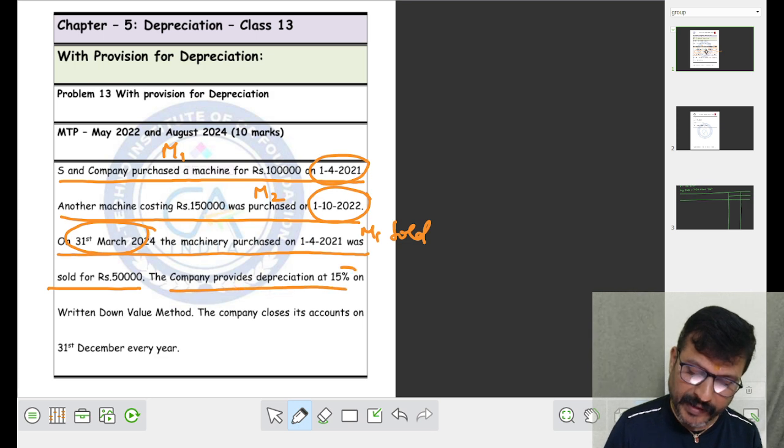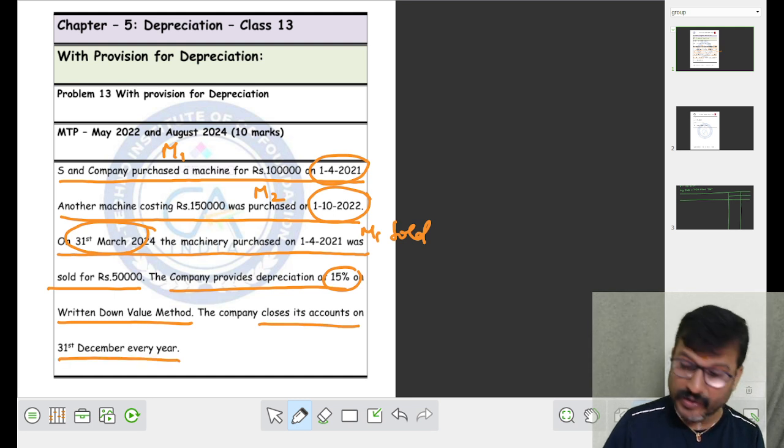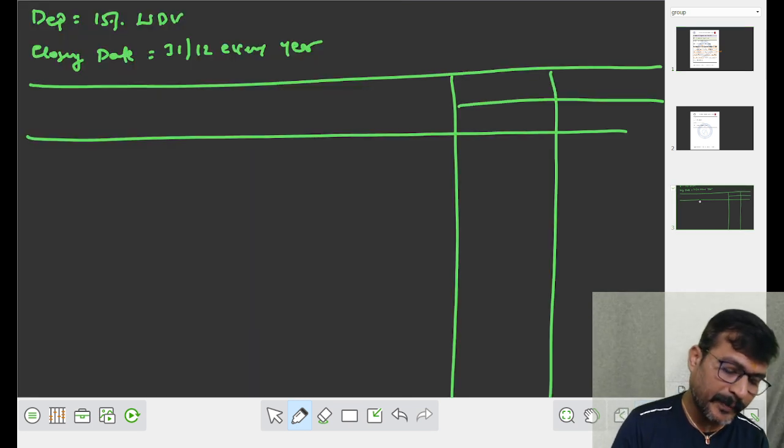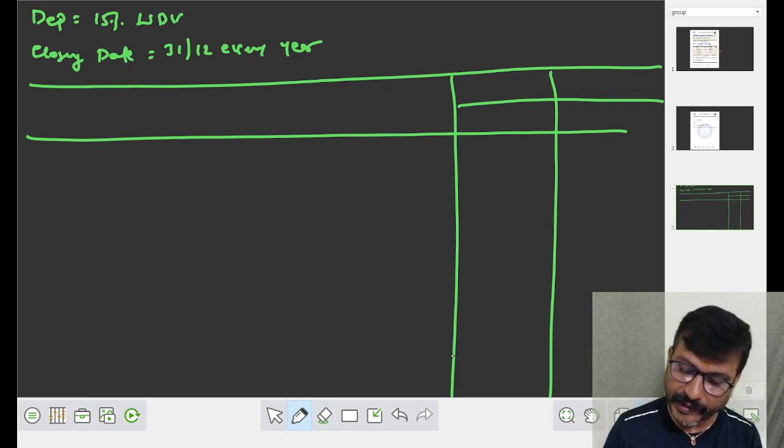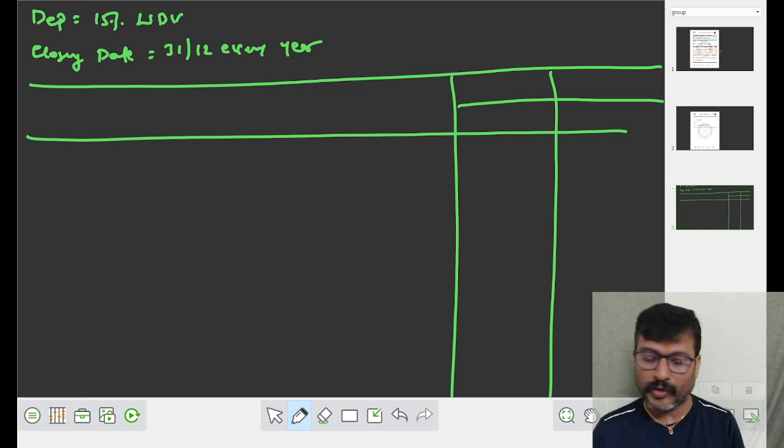Company provides depreciation at 15% on the written down value method, and closes its accounts on 31st December. See, depreciation 15% WDV, closing date 31st December every year. Shall we move on to solution?